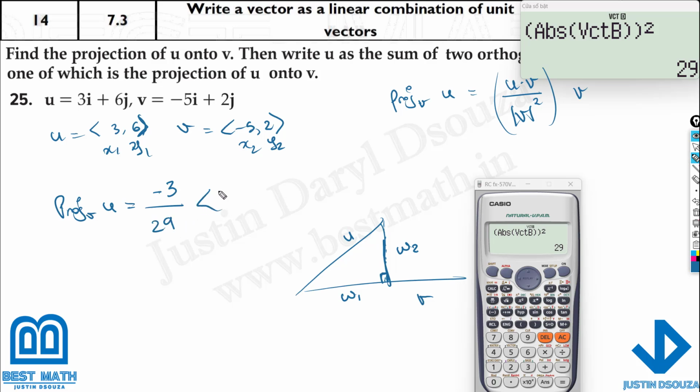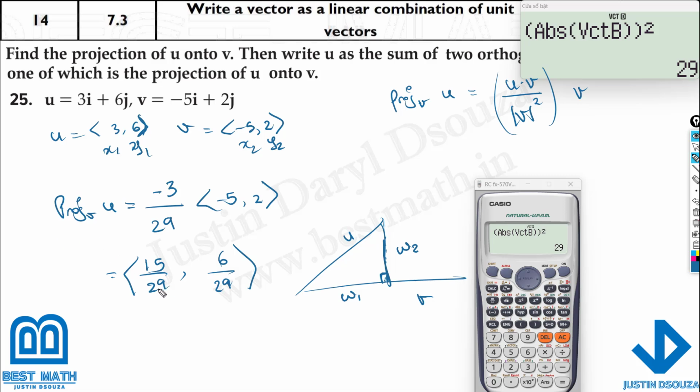And what is vector v? Vector v is -5, 2. Now all you need to do is multiply this -3 by 29 with -5 and this -3 by 29 with 2. That's it. I'm just going to write it over here. It'll be +15 by 29. That's the first. And the second one will be 6 by 29. So that'll be the answer. Since 29 is a prime number, you cannot factor this out. It'll be in fractions itself. So that is the vector projection of u onto v. So this is the answer.